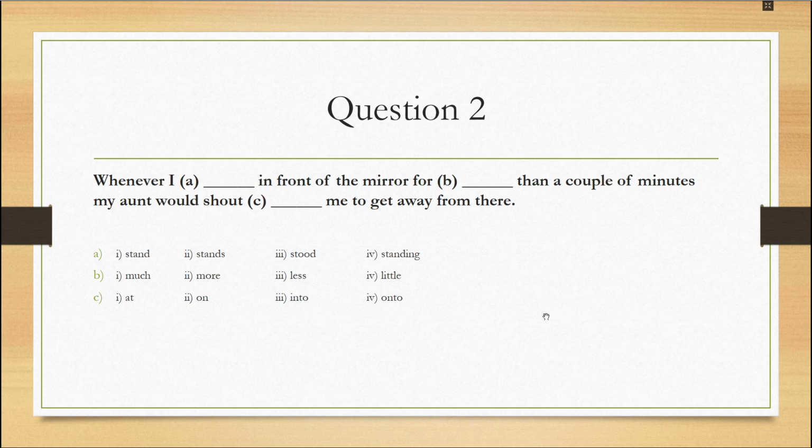The first sentence is, whenever I dash in front of the mirror. Which option will come here? Stand, stands, stood, standing. Stand, no, stand will not. And this passage is in the past tense. So the past tense of stand is stood. And stands will also not come because stands is grammatically wrong here. Standing will not come because this is in the simple past. So what is the past of stand? Stood. So what will come? Whenever I stood in front of the mirror. So the option stood would be correct.